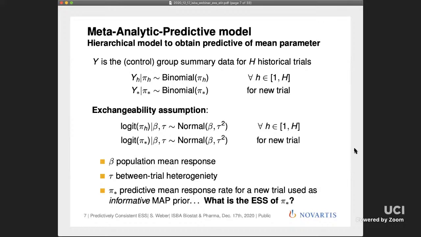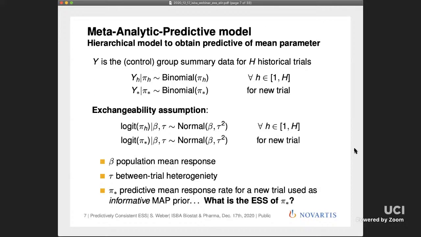So this analysis targets the predictive mean response pi star, which is a predictive mean response for a new trial, and this is used as informative MAP prior. And once you're at that point in the analysis, you of course would like to know, how much information do I have now in my hand? What's the effective sample size of that parameter?